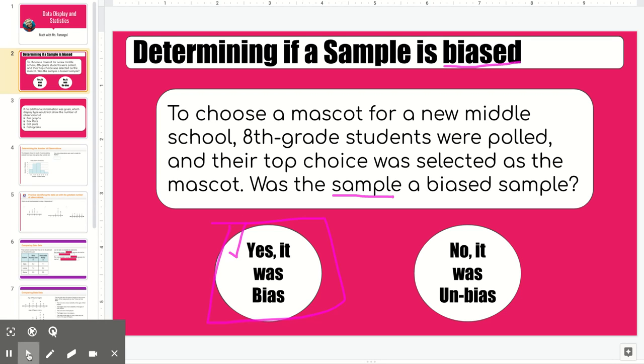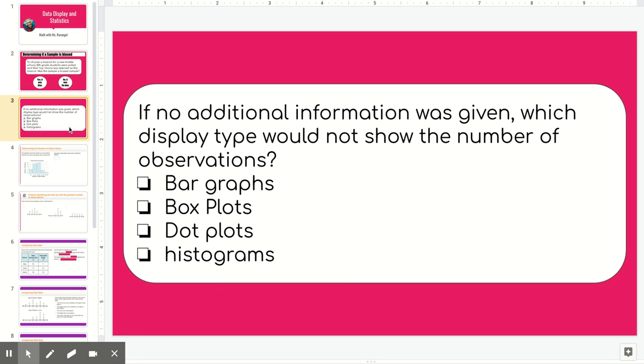Okay, let's look at this next question. The next question, it says, if no additional information was given, which display type would not show the number of observations? So when they're talking about observations, they're talking about how many times are you asking people a survey or things like that. Well, you can see in a bar graph how many people were asked, but you cannot see it in a box plot. So box plot is the only graph that you've learned about that doesn't show you the number of observations.